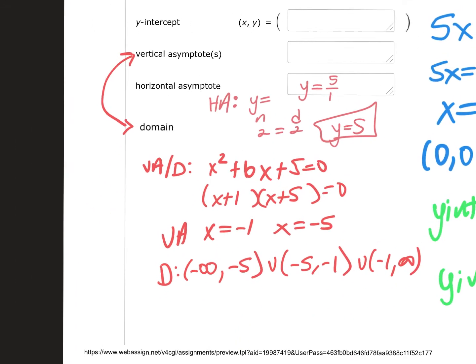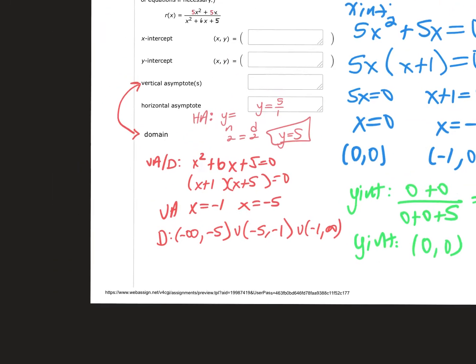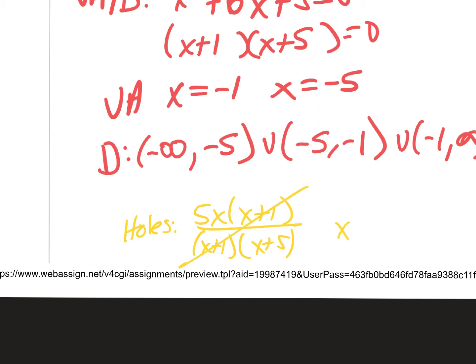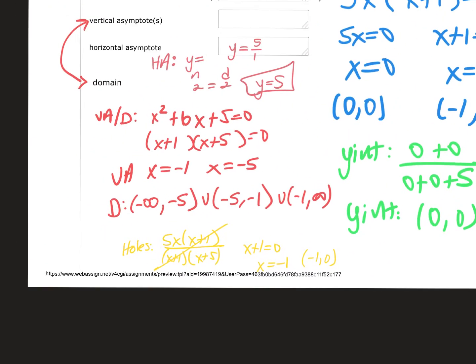This question does not ask for holes, but how would you guys find the holes? Factor numerator, denominator. We already did that. If I factor the numerator, it was 5x times what? x plus 1? Over, when I factored the denominator, it was x plus 1 and x plus 5. Are there holes? Yeah, there's a hole. Where? So I cross that out, I set it equal to 0, and I have a hole at x equals -1. If they told me in the directions to write it as an ordered pair, how would I write that? -1, comma, 0.